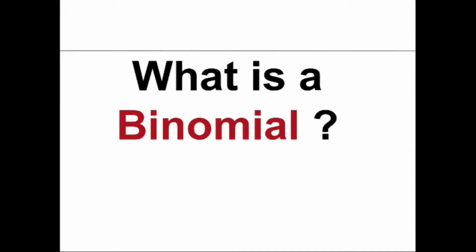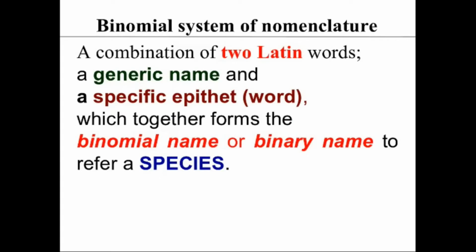So what is a binomial? You are familiar with many binomials. You have learned many binomials of plants as well as animals or even microbes. So in short, this is the definition for the binomial system of nomenclature. It is a combination of two words in Latin, a generic name and a specific epithet.